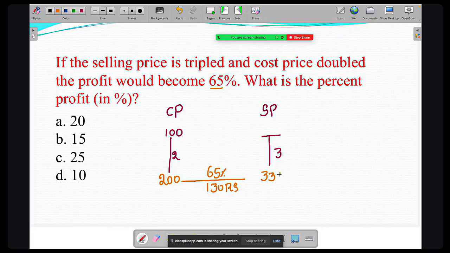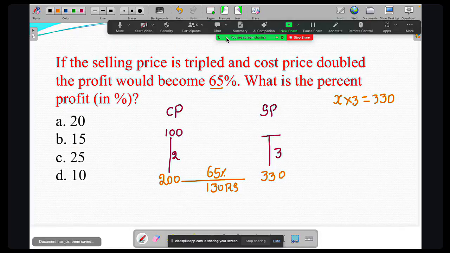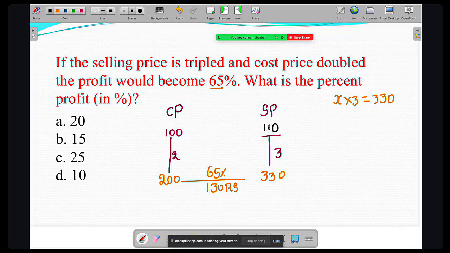330 rupees. Here I have one number. If I multiply it with 3, I got this number. I have number x. If I multiply with 3, then I got 330. Tell me what is that x value. Sir, 110. Very good. It is 110. So 110 will be the selling price to start with.